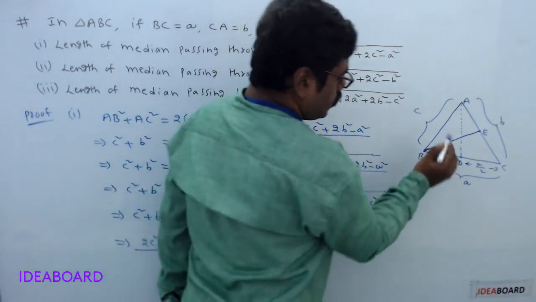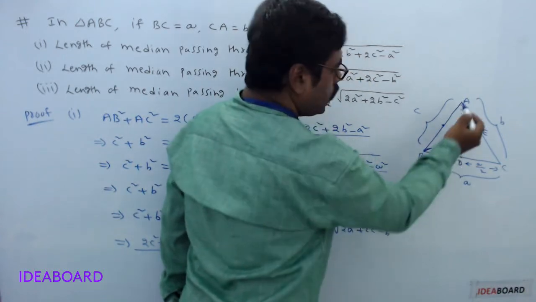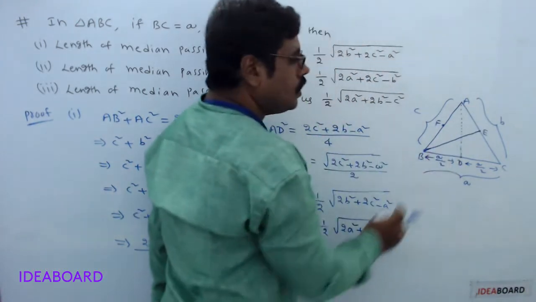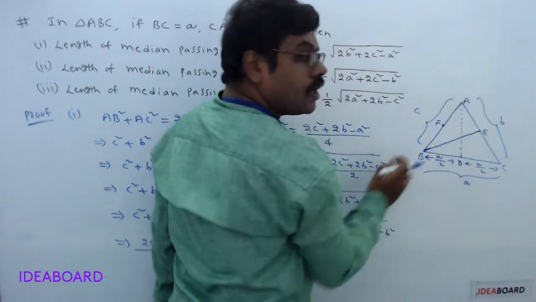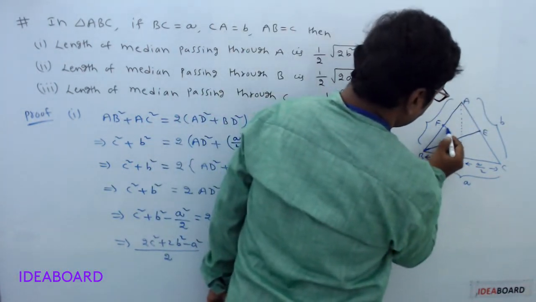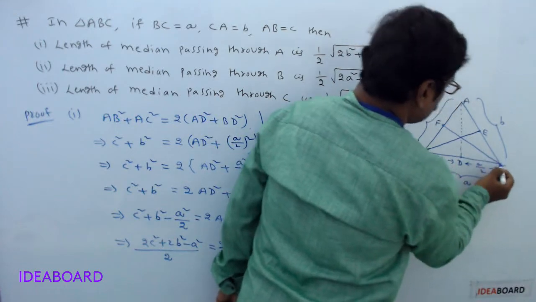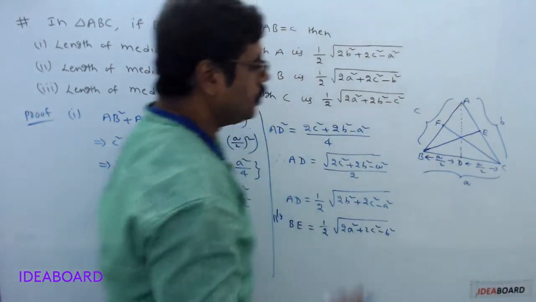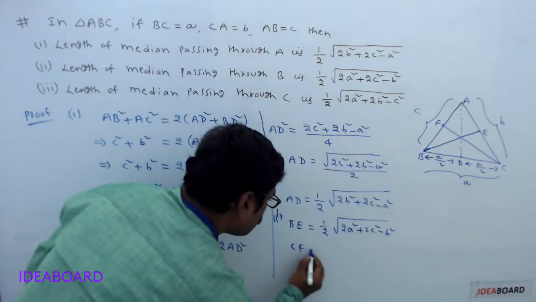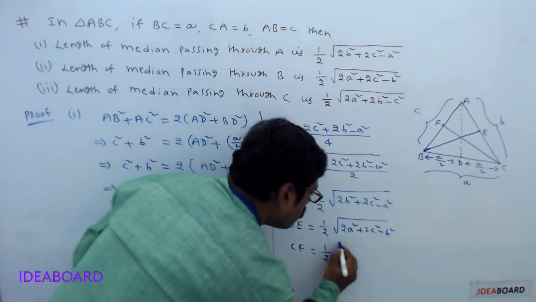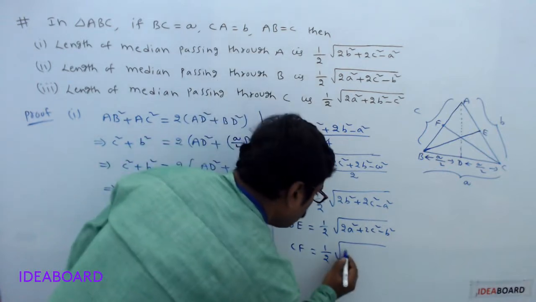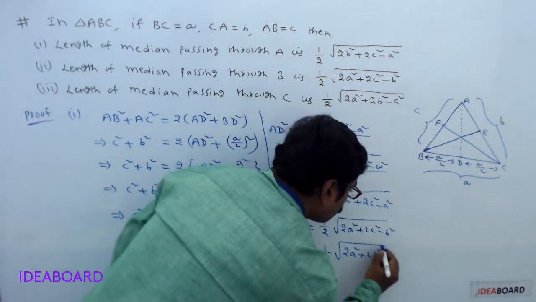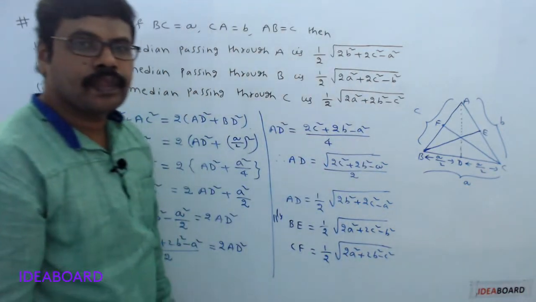Then suppose we take the midpoint of the side AB. Let F be the midpoint of the side AB. Then this CF is the median passing through the vertex C. So CF equals 1 by 2 into square root of 2a square plus 2b square minus c square.